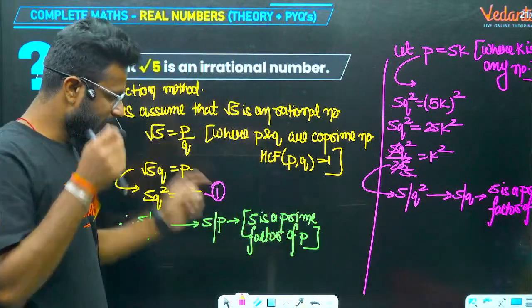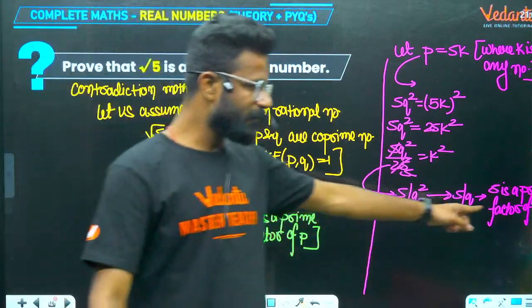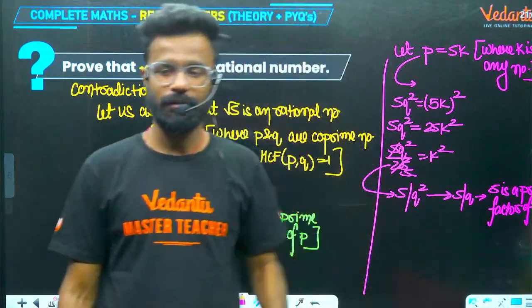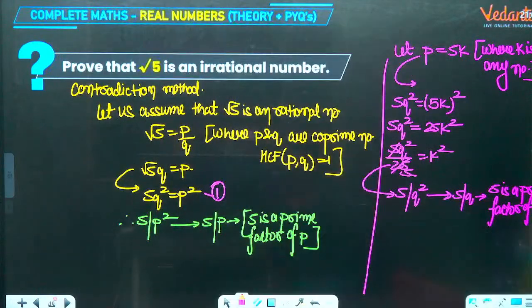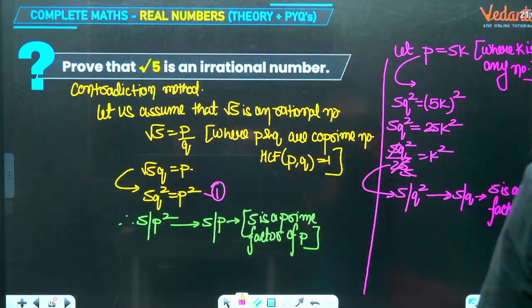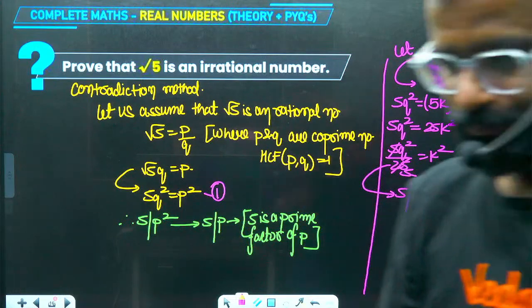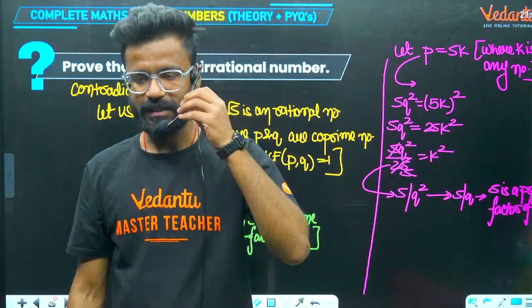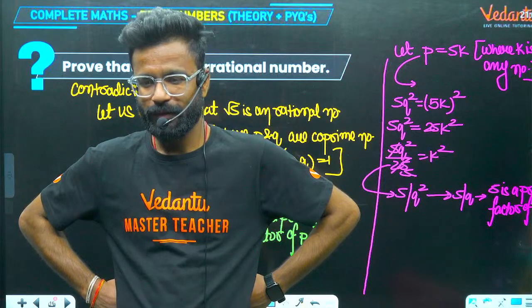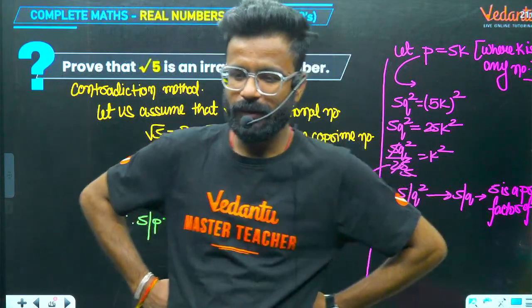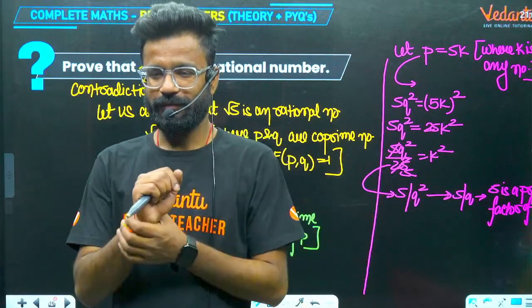Now see, if 5 is a prime factor of P, 5 is a prime factor of Q, what does it mean? Tell me, what does it mean, guys? Yes. Thank you so much, sir. Sheetal Agrawal. Yes.